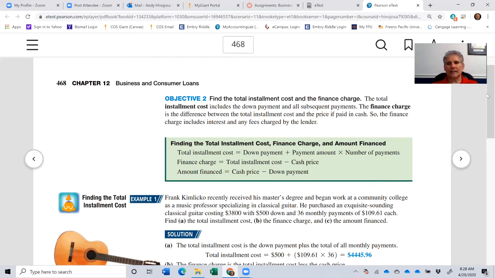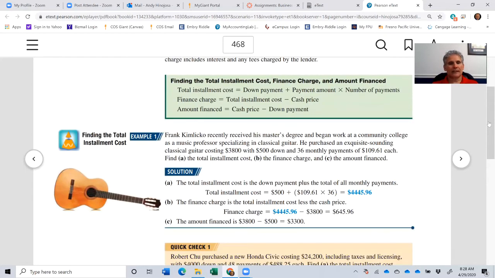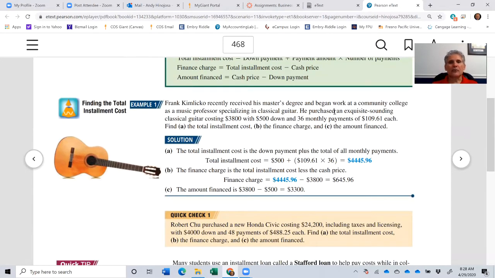So let's take a look at an example here and see if we can get through this. Frank Kimlicko recently received his master's degree and began work at a community college as a music professor specializing in classical guitar. He purchased an exquisite sounding classical guitar costing $3,800. That guitar better sound really good. With $500 down and 36 monthly payments at $109.61 each. Find the total installment costs, the finance charge, and the amount financed.